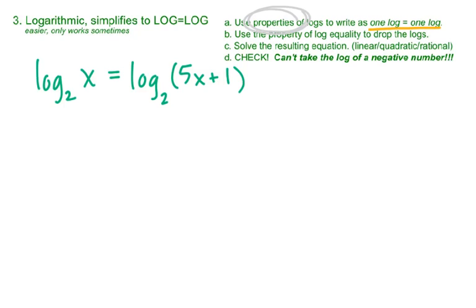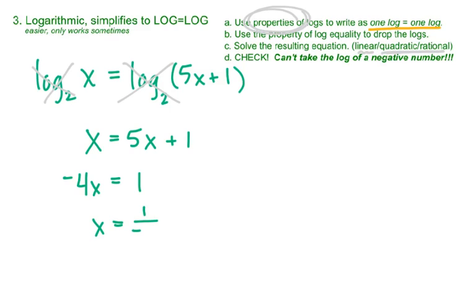So if I have 1 log equal to 1 log, I can drop the logs on either side, and I can simply say x equals 5x plus 1. So now I have a linear equation. Of course, sometimes it could be quadratic or rational, but we need to solve this resulting equation. I'll subtract 5x from both sides. I have negative 4x equals 1, and divide by negative 4 on both sides.